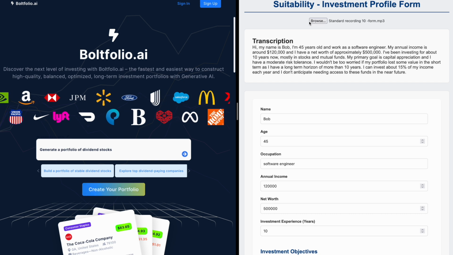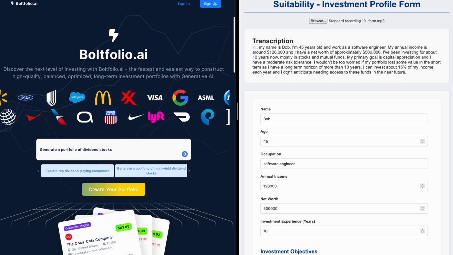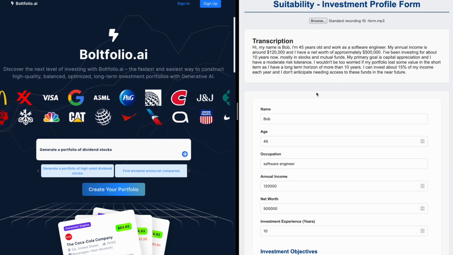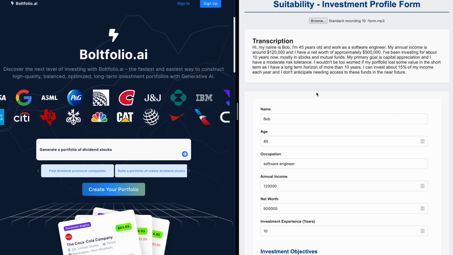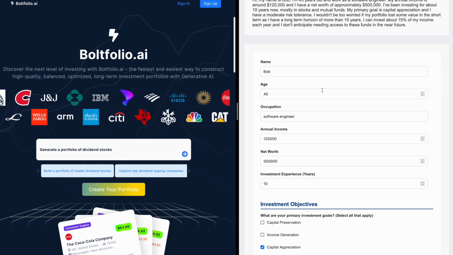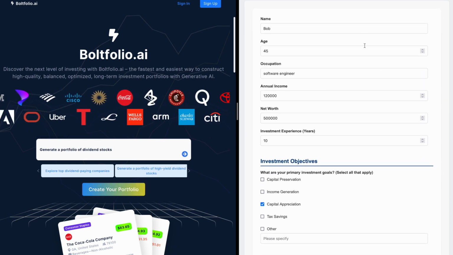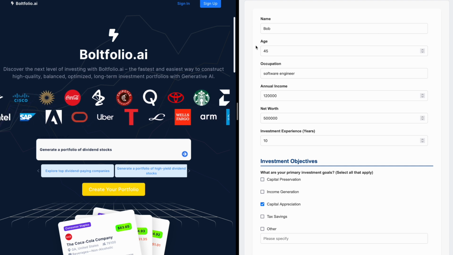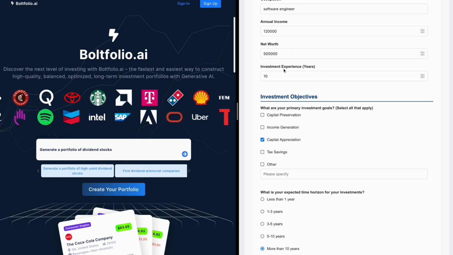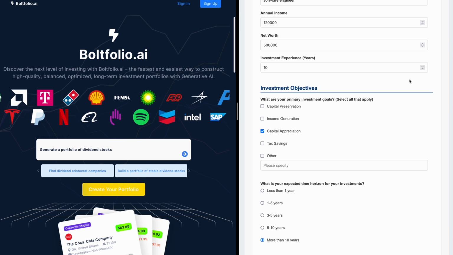So, admittedly, I structured this voice note in such a way that I was already answering the questions that were being asked in a typical suitability form. But I wanted to use this as a demonstration, right? So through that text, I was able to fill out the name, age, occupation, income, net worth, investment experience, right? So right away, I'm already filling out tons of information on the form.